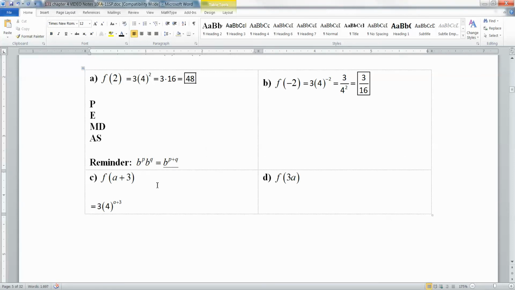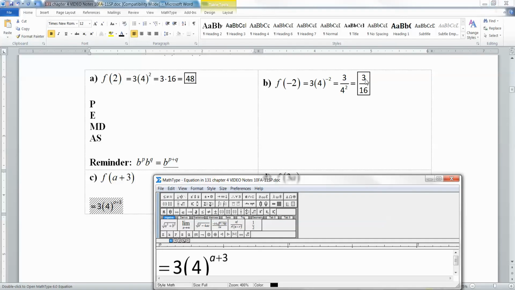So if you look at what I have, 4 to the a plus 3, see that? 4 is my b, a is my p, 3 is my q. See it? So what I can do is go backwards, right? And use that property and go the other direction, a direction I'm not actually usually used to going.